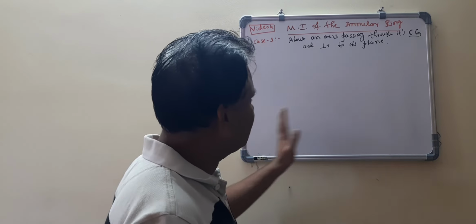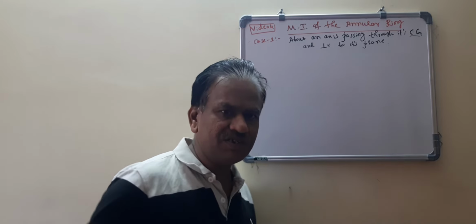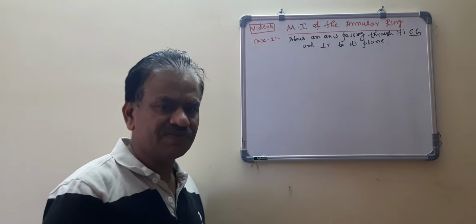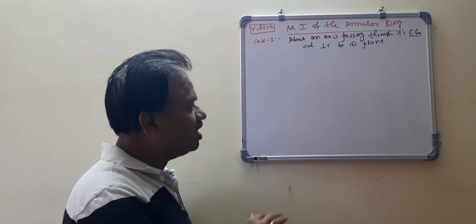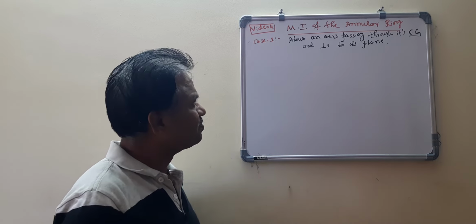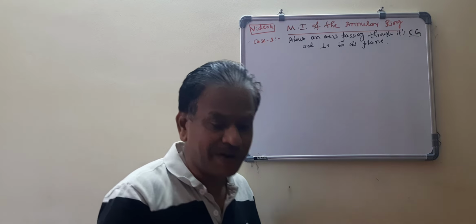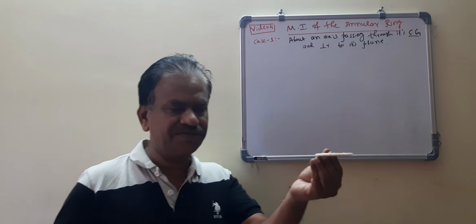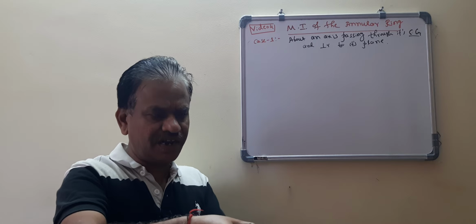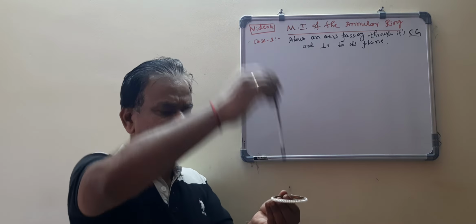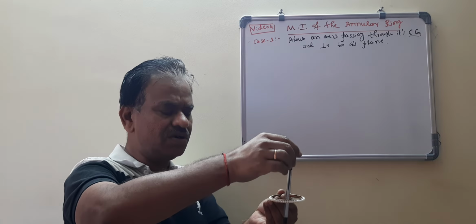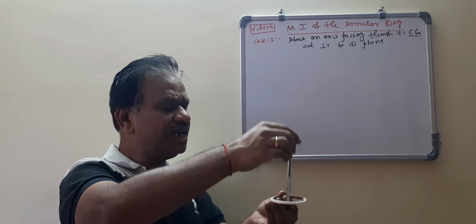Students, welcome to the second derivation. It is the moment of inertia of the annular ring. Here there are 3 cases. One is about an axis passing through its center of gravity and perpendicular to its plane. This is the annular ring, and this is the plane of it. Now this axis is passing through the center of gravity and perpendicular to its plane.